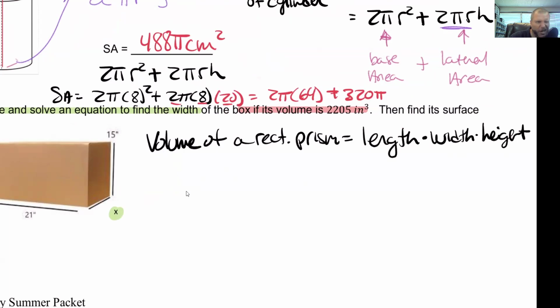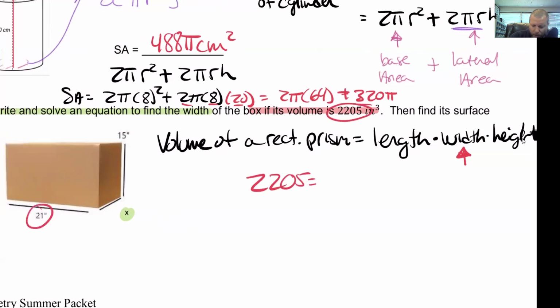Right, so a good math skill to develop is that there are four unknowns in this equation: the volume, the length, the width, the height. So if we want to know one of them, like the width, I better know the values of the other three. In this case, we do. We got a volume, 2,205. We got a length, which is 21. Our width is unknown, so it's x. And we got a height, which is 15.